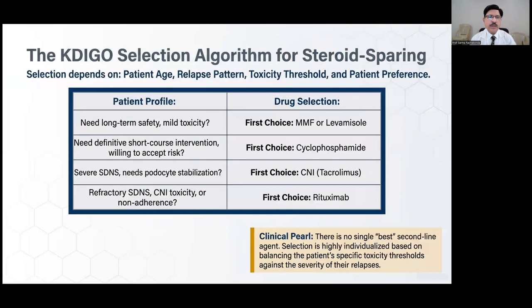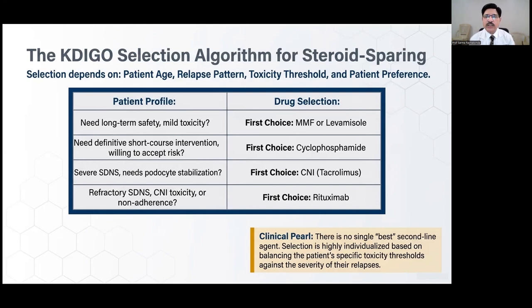So now, the KDIGO selection algorithm. If long-term safety and toxicity is a concern, the choice is MMF or levamisole. If you need a definitive short course intervention and can accept the risk, cyclophosphamide. Severe SDNS needing podocyte stabilization, tacrolimus, a calcineurin inhibitor. Between cyclosporine and tacrolimus, tacrolimus is better. Refractory SDNS, CNI toxicity, or a patient not adhering to treatment: give 2 doses of rituximab, 1 week apart, and be done with it, because there is no sticking to the treatment here.